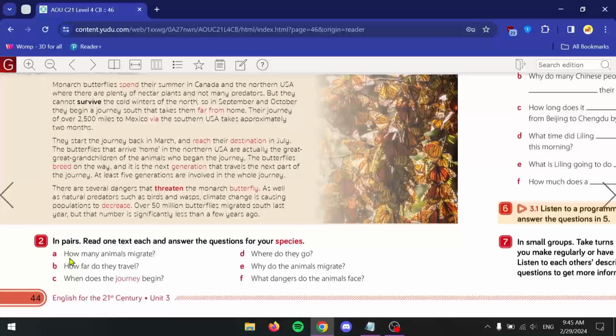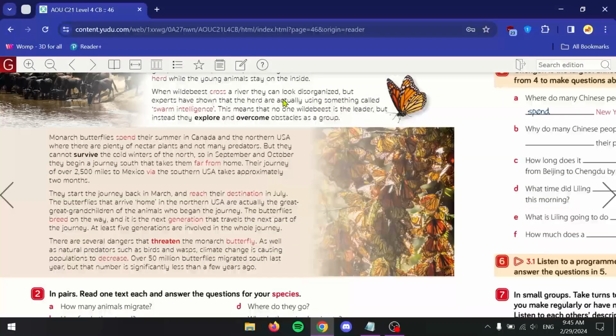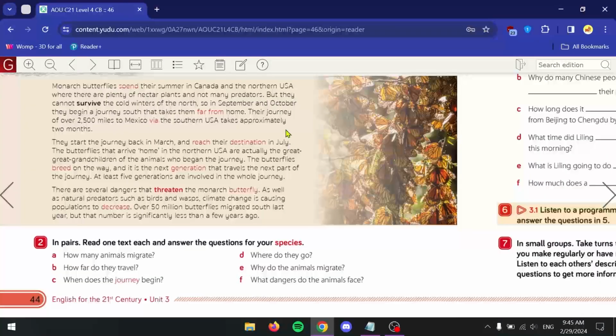Now let's go down here. We have exercise 2. Read one text and answer the questions for your species. So I want you to pick one of these, and it's totally up to you. Pick whatever one you like more and answer these questions.